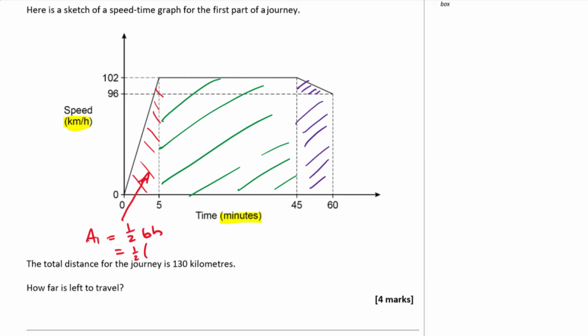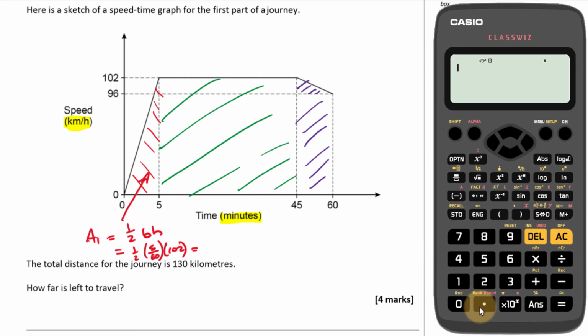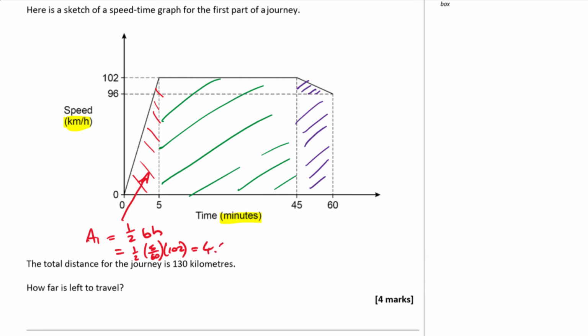So half 5/60ths for my 5 minutes times my height of 102. Okay, what's that then? Half of 5/60ths times 102. 0.5 times 5/60 times 102. That comes out to be 4.25. So because I had kilometers per hour and hours, then that's going to be in kilometers. Okay, so that's area 1.